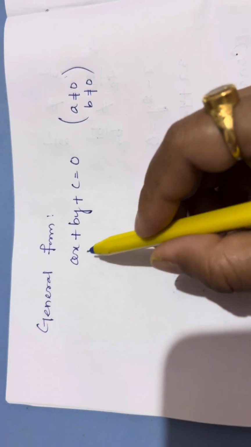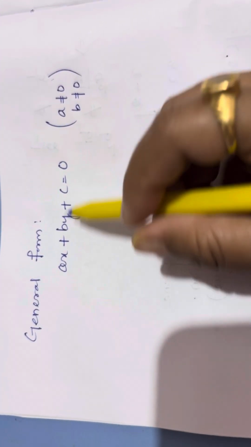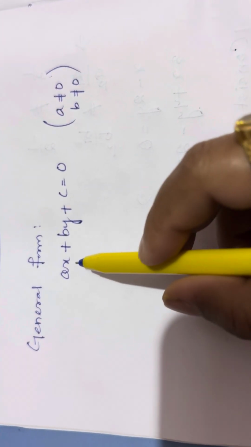Hello children, in this video we'll discuss under what condition the system of linear equations will be representing a parallel line or coincident line. Okay, so let's take up the examples now. ax + by + c = 0 is the general form of the linear equation involving two variables x and y, with the condition a is not equal to 0 and b is not equal to 0.